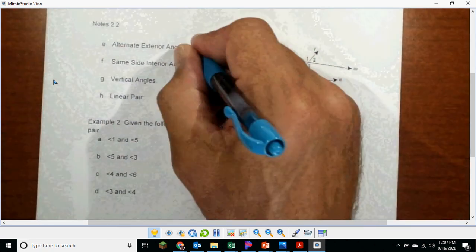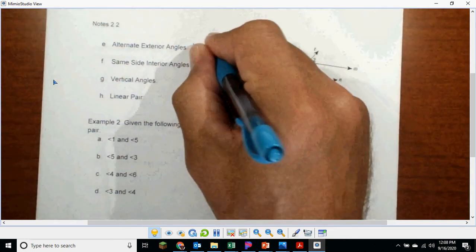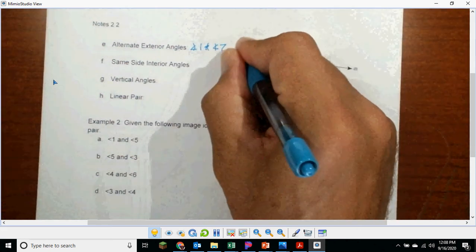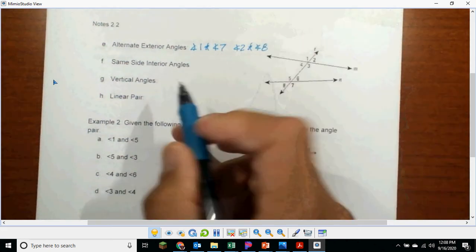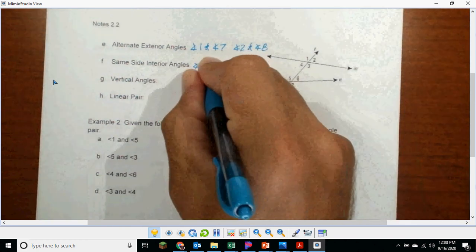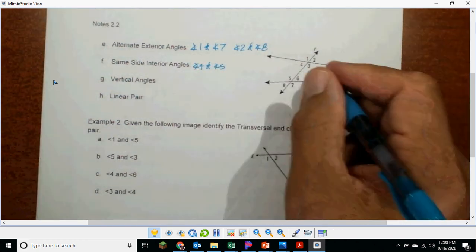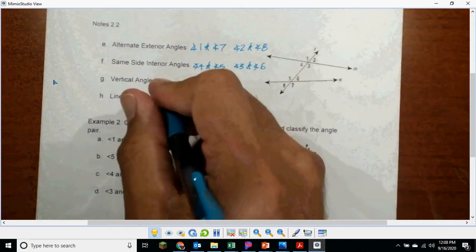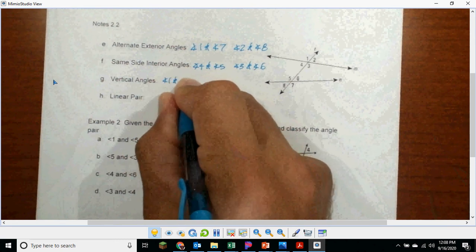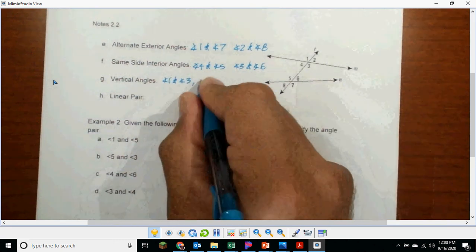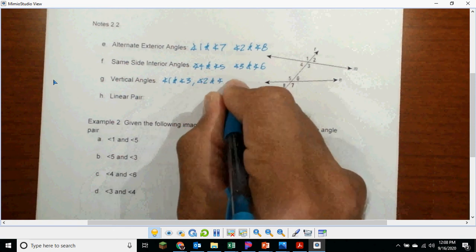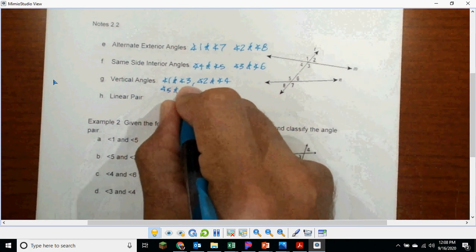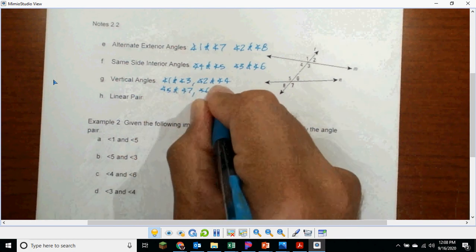Alternate exterior are angle 1 and angle 7, and angle 2 and angle 8. Same side interior, angle 4 and angle 5, and then angle 3 and angle 6. Vertical angles, a lot of them: angle 1 and angle 3, and then angle 2 and angle 4, angle 5 and 7, and angle 6, angle 8.